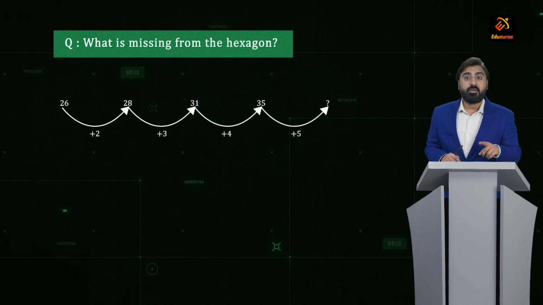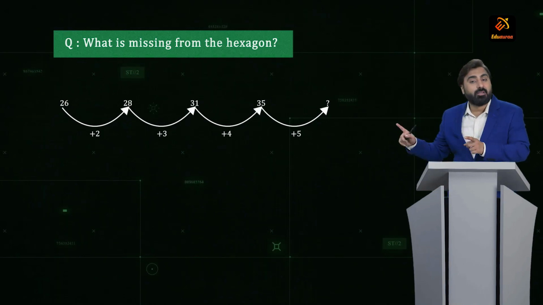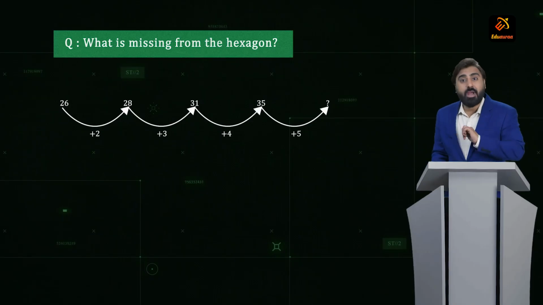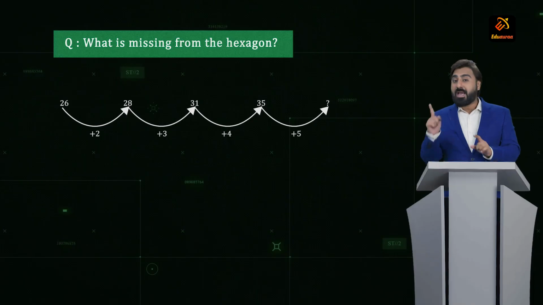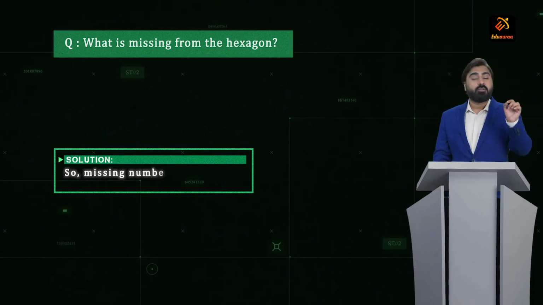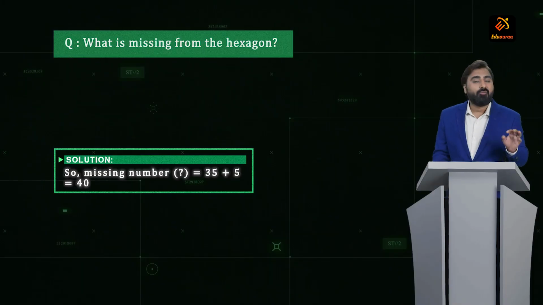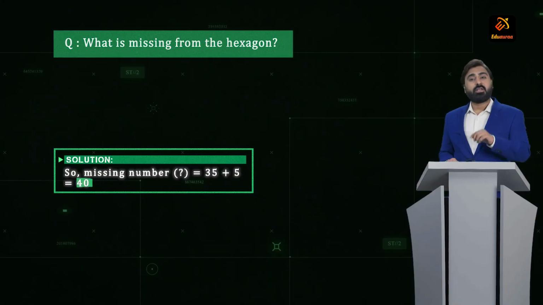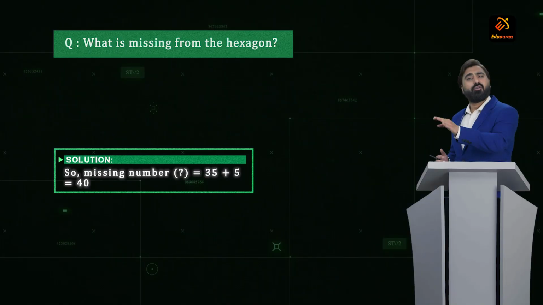If you see properly, we have been adding 2, 3, 4 respectively. So how much do we have to add to 35 now? We have to add 5. So the missing number will be 35 plus 5, which is nothing but 40. So if the missing number is 40, that means the correct answer is 40. End of your sum. Moving on to the next question, students.